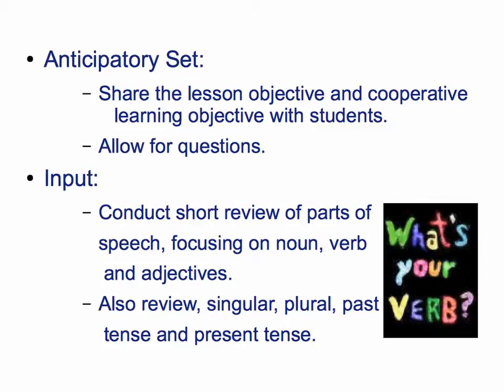Then we moved into the anticipatory set, so I just point blank shared with them the lesson objective and cooperative learning objective, which really works for the students. It allows them to know what exactly we're working on, and then I allow them to ask questions. Input was that we conducted a short review. They all knew noun, verb, and adjectives pretty well, except for a couple, so as a class we reviewed. Also, I had to go over singular, plural, past tense, and present tense. We've gone over that once before, but it's still something new, so this is good practice for them.